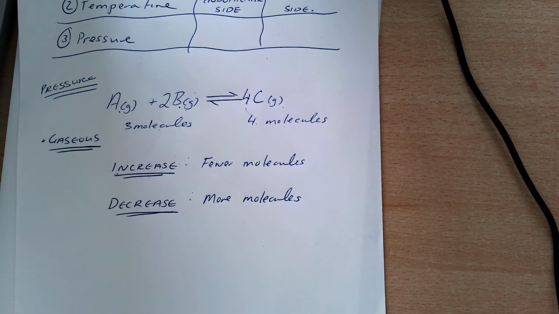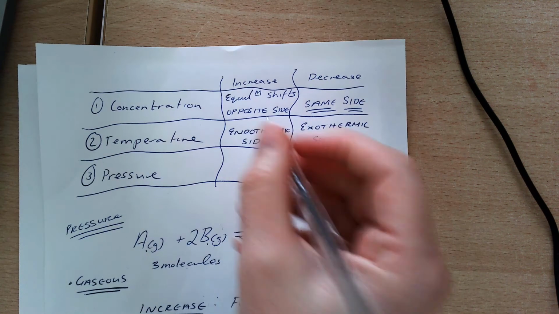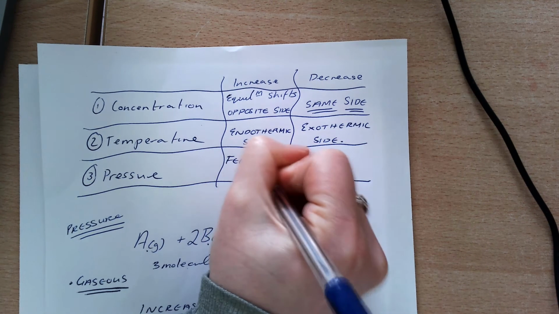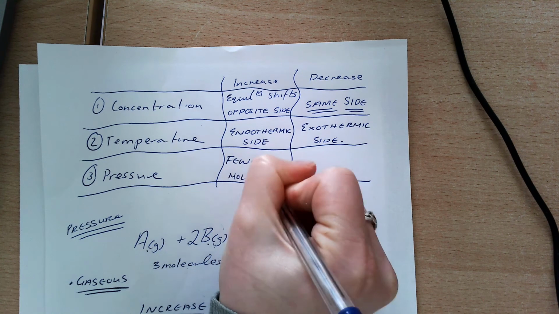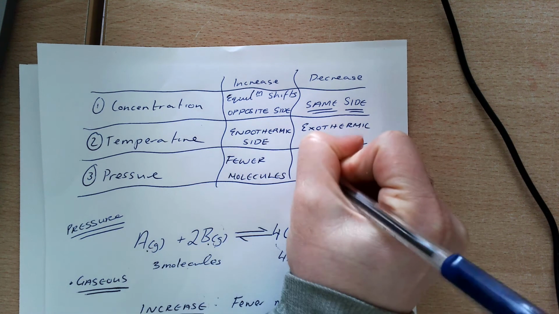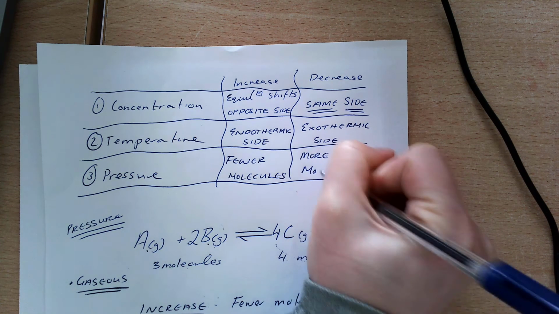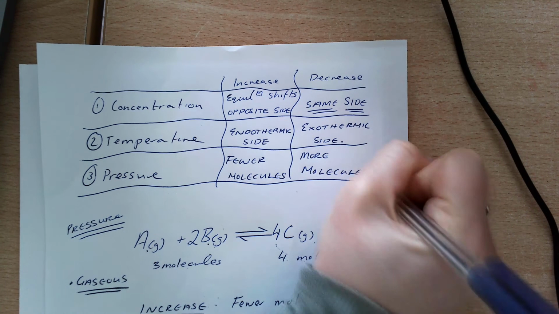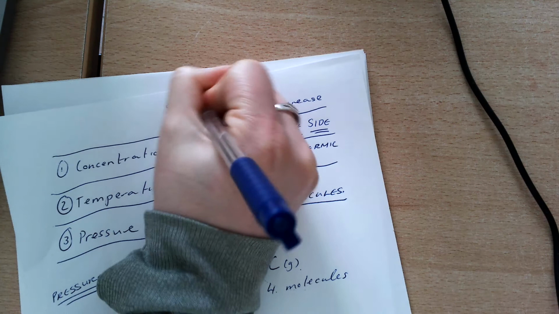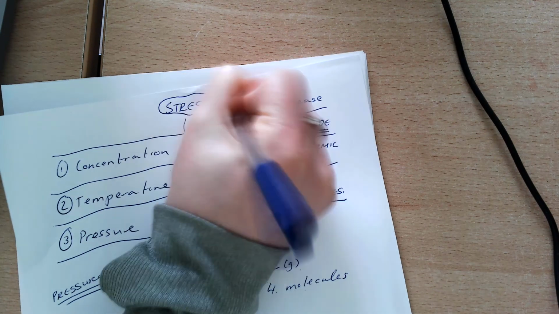my right hand side. Again, this is very important in industrial applications because by increasing or decreasing the temperature, the pressure, I can end up with more of my product being formed. Okay? As I said, always only gaseous, so when I increase my pressure, it always favours the side with the fewer molecules, and if I decrease the pressure, it's going to favour the side with more molecules. Okay, so they are your 3 stresses that can be applied to a system at equilibrium.